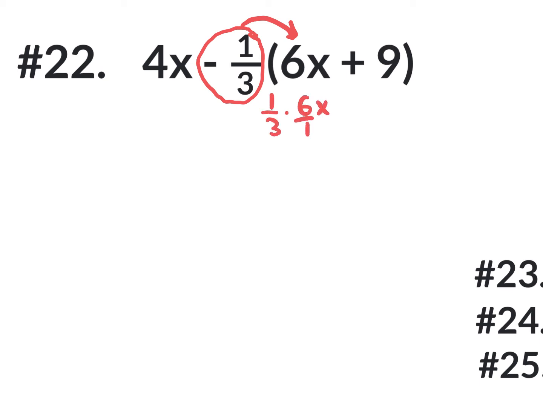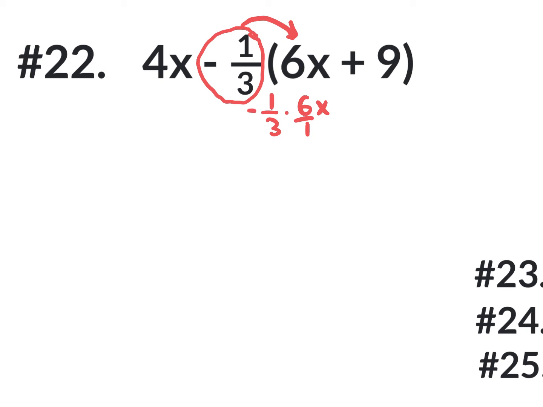Put the 6 over a 1. Okay, now I already know that there's a negative 1/3, so my answer is going to be negative, but let's actually figure out how to multiply 1/3 times 6. You could reduce first and then multiply, or you could multiply first and then reduce. In this first case, I am going to reduce first and then multiply.